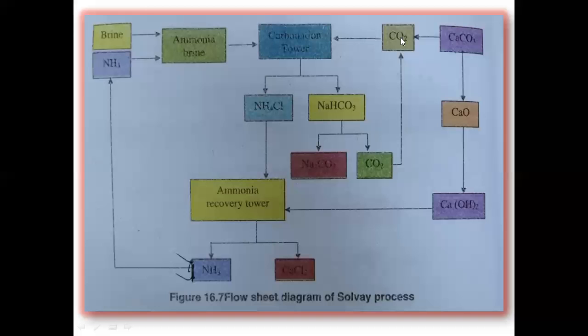Now, from where does this carbon dioxide gas come? This carbon dioxide gas comes from the calcium carbonate, which is called limestone. By heating, limestone will give us two products, carbon dioxide gas and calcium oxide. Carbon dioxide gas is utilized in the carbonation tower, while the calcium oxide reacts with water and after reaction will give slaked lime. The slaked lime and ammonium chloride will react together to form ammonia and calcium chloride. Ammonia is reutilized in the first step, that is, in the reaction with brine. This was the overall flow sheet diagram of the Solvay process.